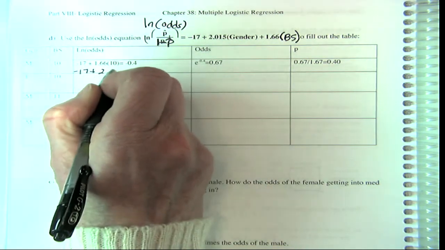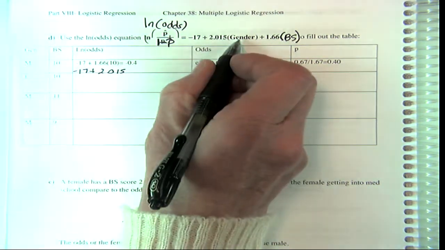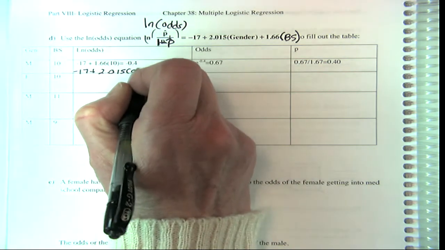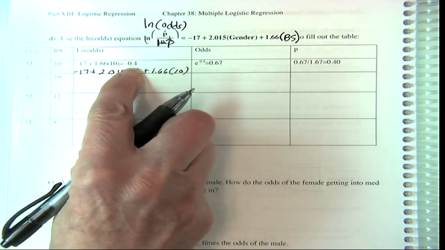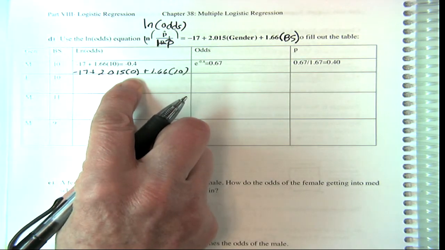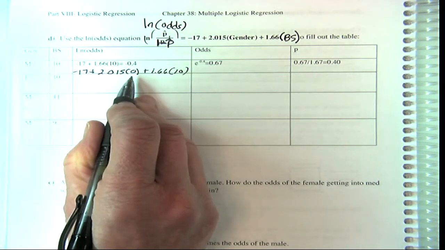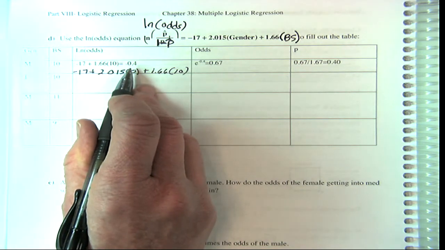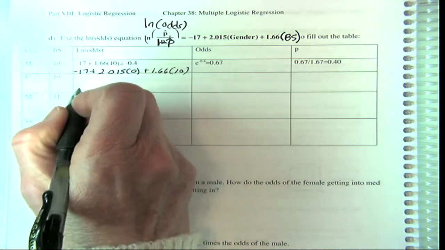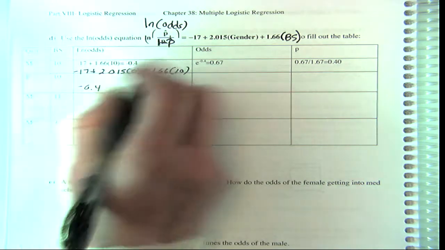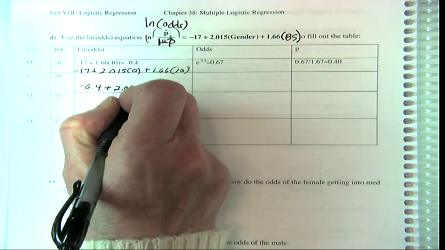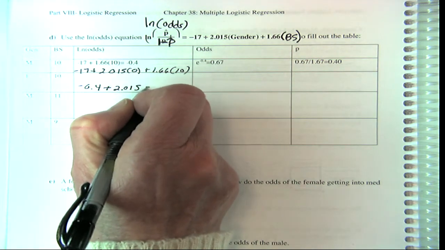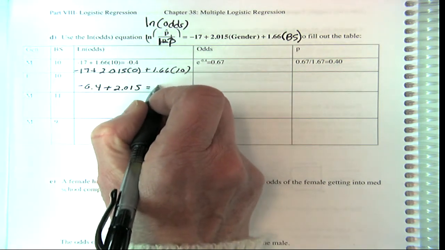Plus 2.015. Males are coded as 0, so I put a 0 in here. Plus 1.66 times 10. That's how I got that. All right? And then if it was for a female, I'd just stick a 1 in here. So here, the log odds, here's that additive increase of the slope. We're just going to add that. And what do we get? 1.65.